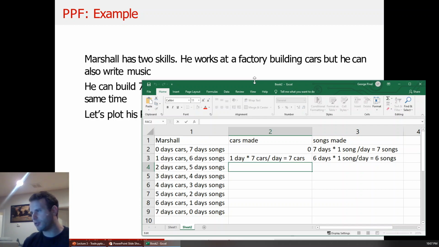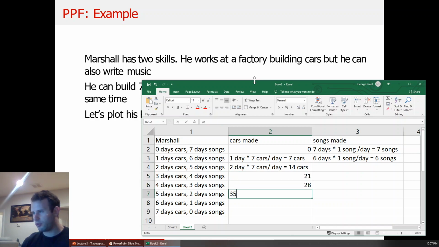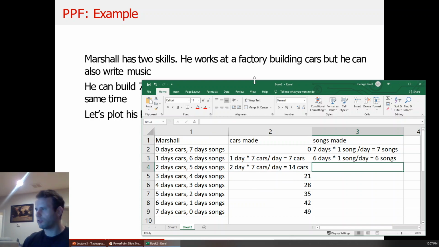Okay, so if he spends 2 days, 7 cars a day, how many cars does he make? 14 cars. 2 times 7 is 14. Okay, so I'm just going to fill this out with the multiples of 7. And then this will be, spends 5 days making songs. He has 5 songs. Okay, I'm going to fill this out with the multiples of 1.